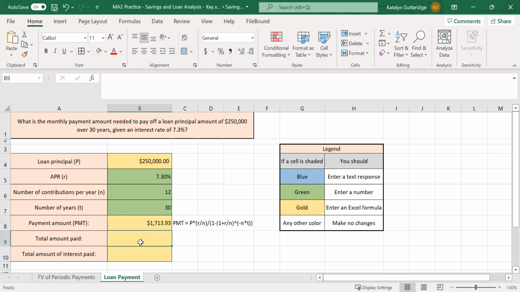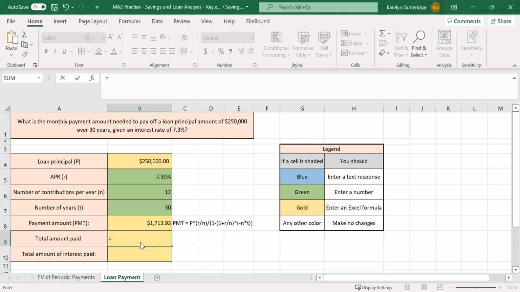When we make those payments, we are paying off that $250,000 and interest on top of that. So let's figure out how much interest we have to pay over these 30 years. First, let's figure out how much we actually paid. We paid more than that $250,000 because there's interest in that payment amount. To figure out how much we paid on this loan, we want to take the payment amount times the number of contributions per year times the number of years.